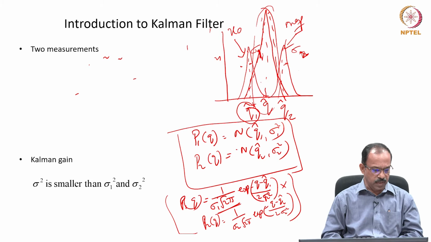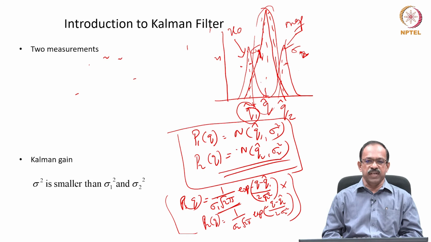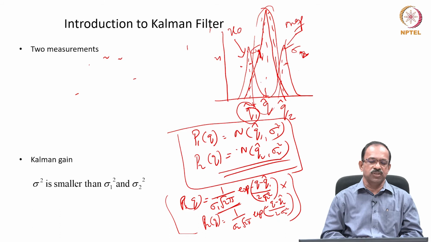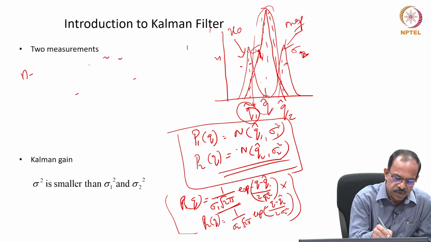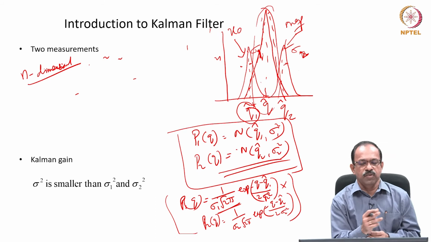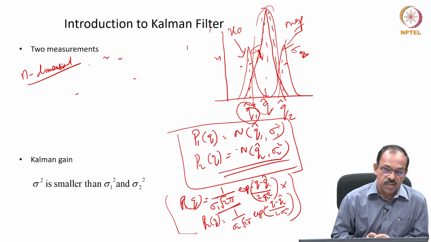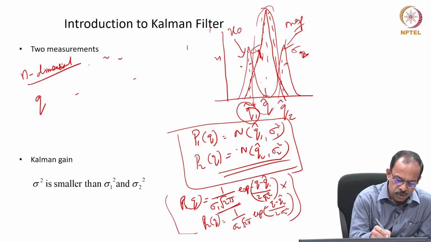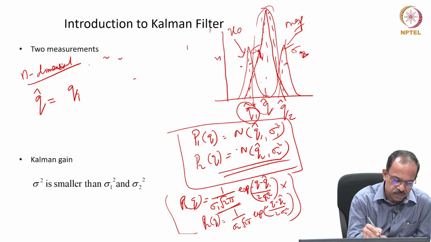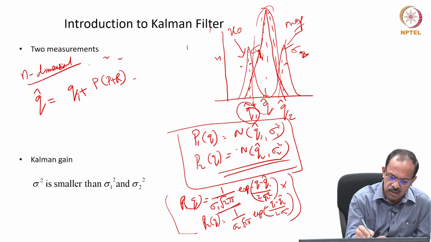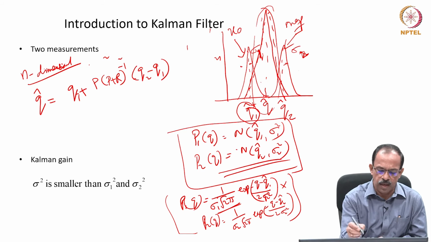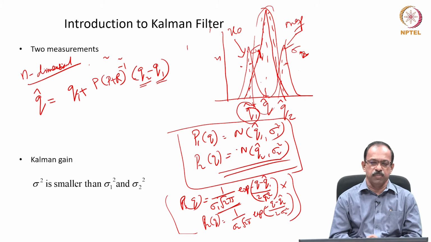Now, if it is an n dimensional case, we won't be able to use this sigma square, so we have to go for the covariance matrix. For a single dimension, you normally use the mean and the sigma values, the standard deviation values. But for an n dimensional case, we write the new q, that is the mean value of the estimate, as q1 plus p multiplied by (p plus r) inverse times (q2 minus q1), where q2 and q1 are the mean values of the two previous estimates, one being the measurement and the other the position estimate.